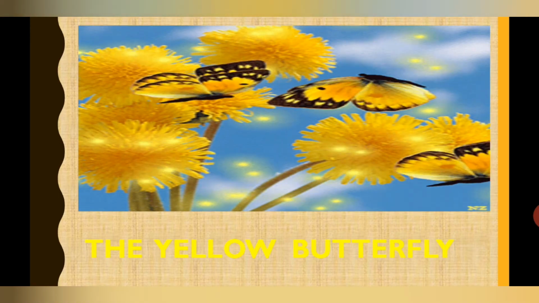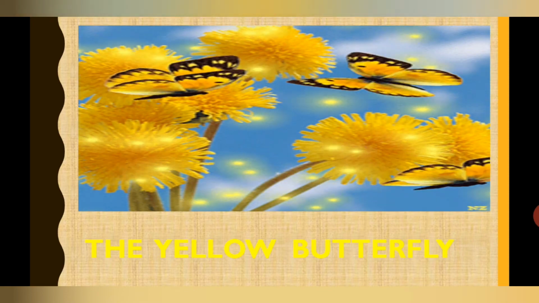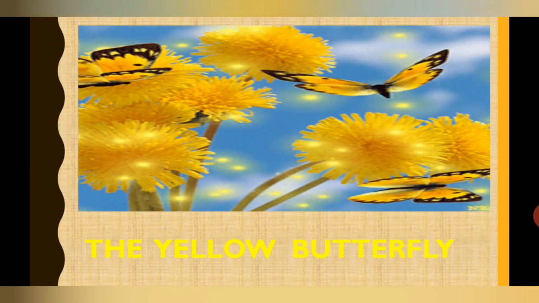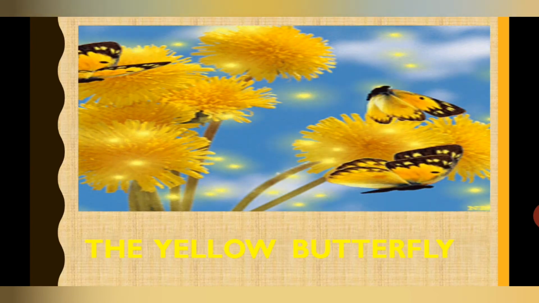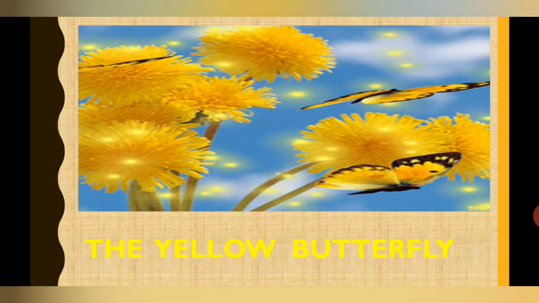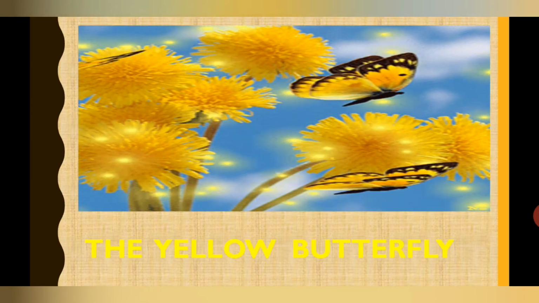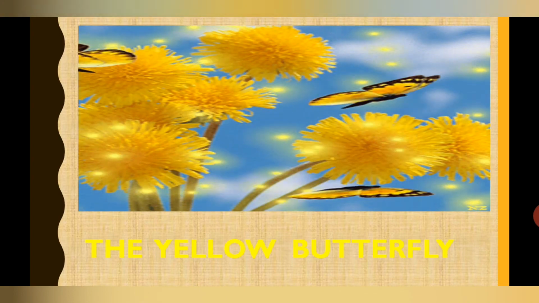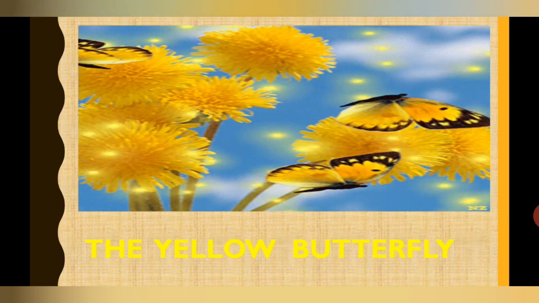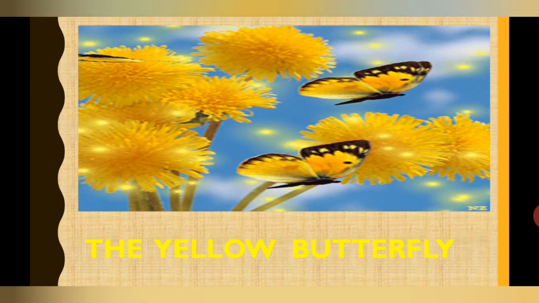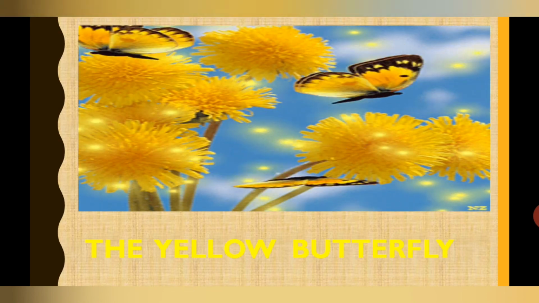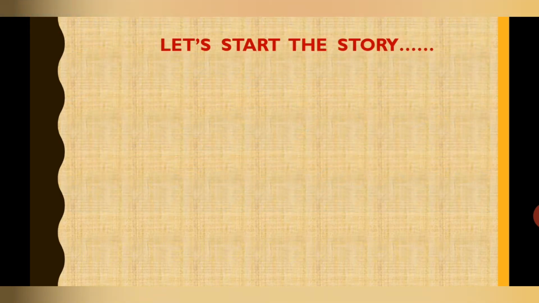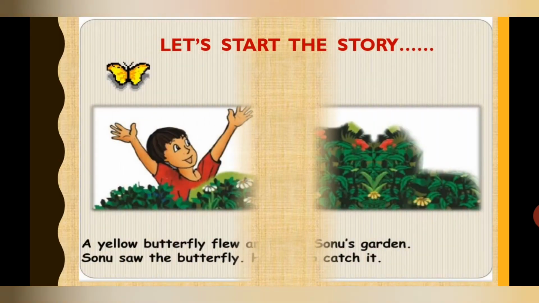The Yellow Butterfly. As children, you know that all the butterflies are very sweet, very lovely, and all the children love to catch the butterfly. So here in this lesson there is a child named Sonu who wants to catch a yellow butterfly who was flying in his garden. Okay, let's see what happens when he tries to catch that yellow butterfly. Now let's start the story.